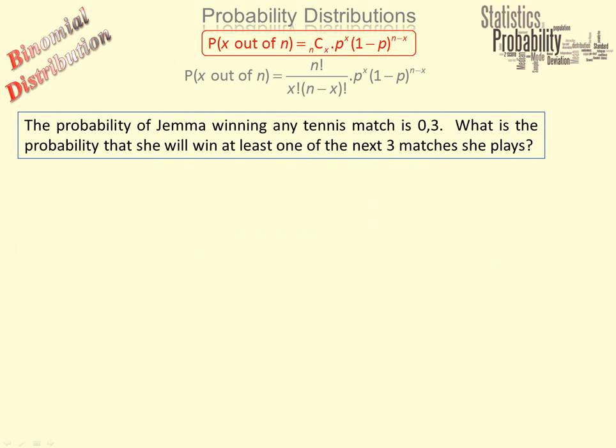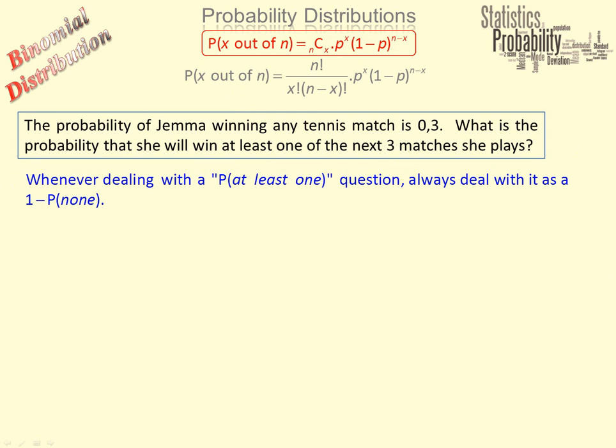The probability of Gemma winning any tennis match is 0,3. What is the probability that she'll win at least one of the next 3 matches she plays? Now, as soon as you see this at least one, that means you need to calculate 1, 2, or 3, or there's another way around. Whenever dealing with at least one, it's better to deal with it as 1 minus the probability of none. Because in the binomial theorem, at least one is the success, the failure is none.